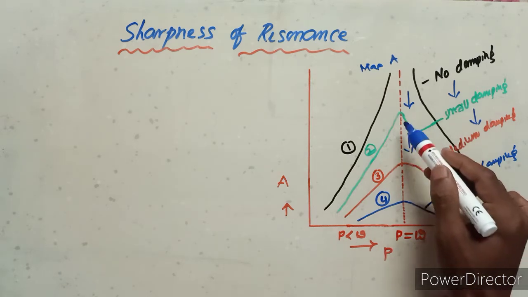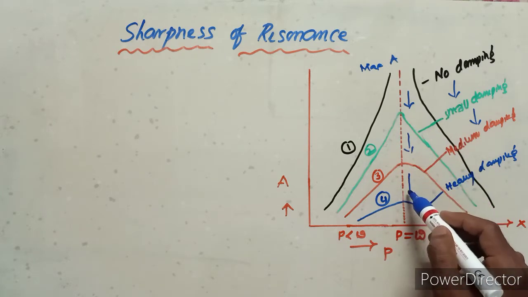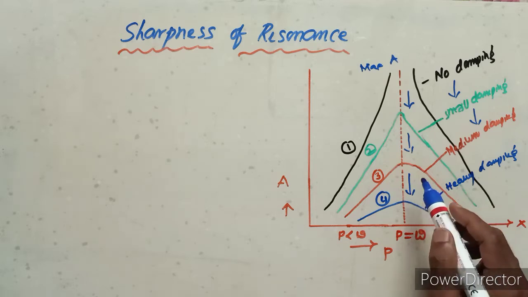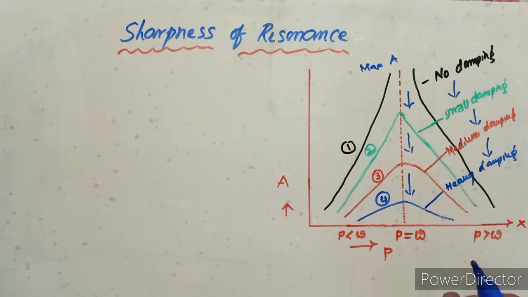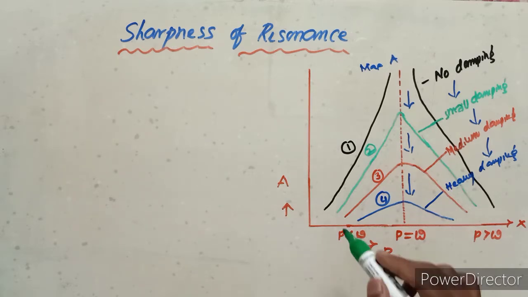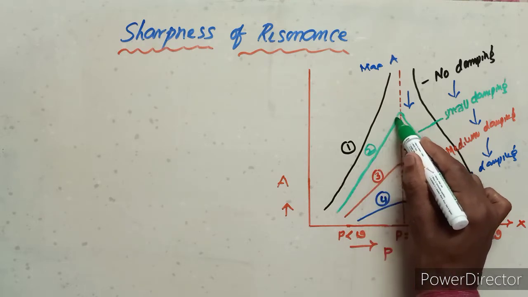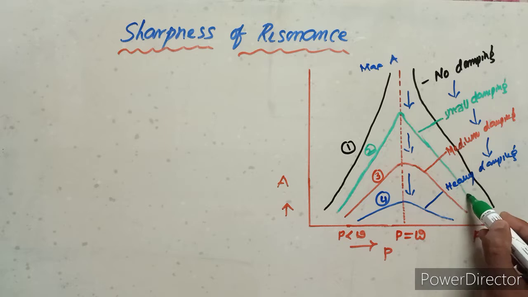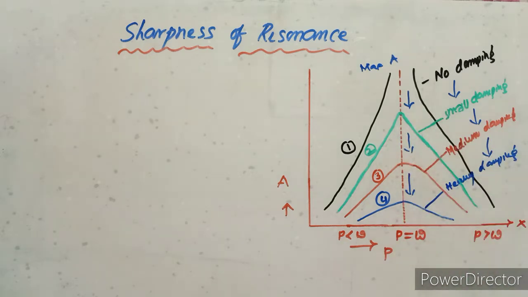Next, in these two conditions, amplitude is decreasing. Compare the above case. In these two conditions, amplitude is much decreasing. The damping is much increasing. In the second curve and fourth curve, this is the heavy sharpness. Compare the fourth curve.